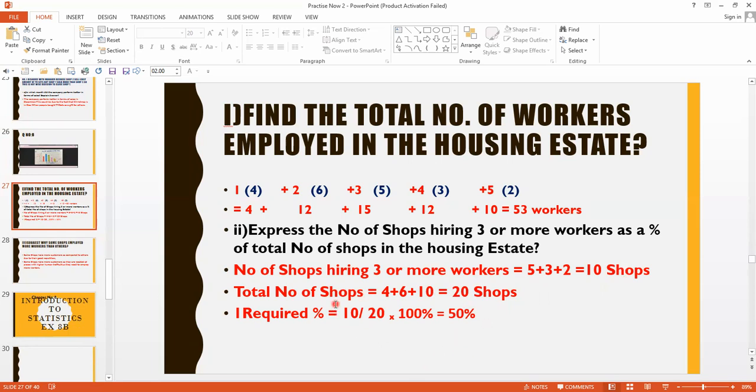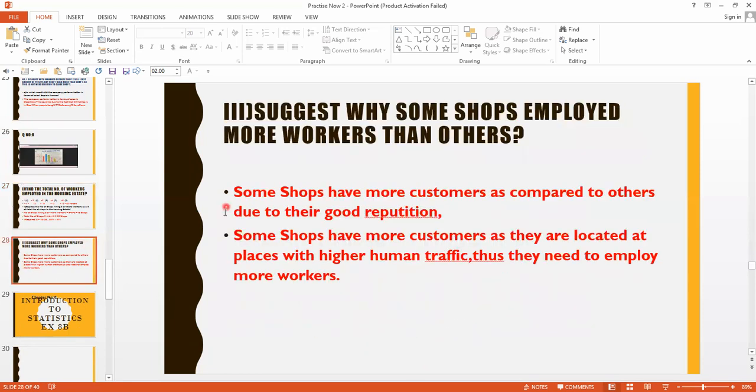So you have to take the percentage: 10 out of 20 multiplied by 100%. Solve it, and you will get 50%. Okay. Now we come to the last part.